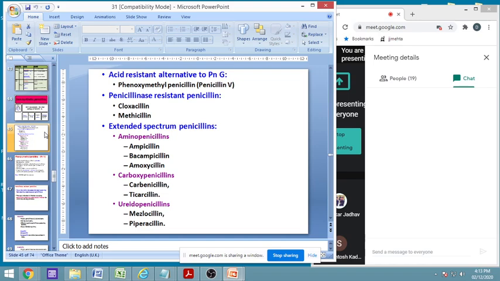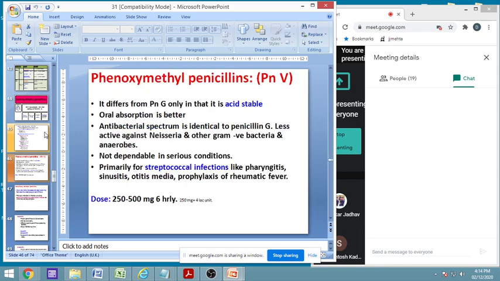Ampicillin, amoxicillin, like this. Then next is carboxypenicillins like carbenicillin, ticarcillin. Then ureidopenicillins like mezlocillin, piperacillin. So these are various semisynthetic analogues, and these are various penicillin derivatives which are active.